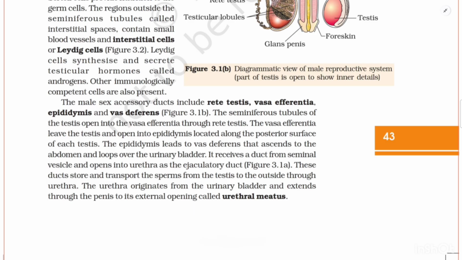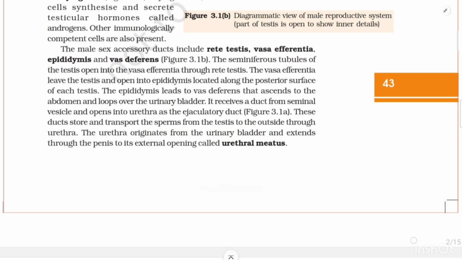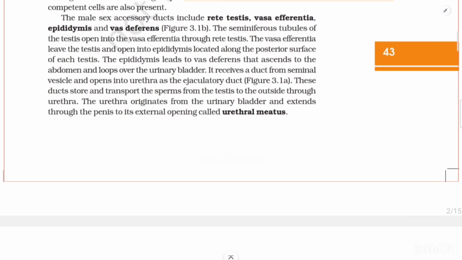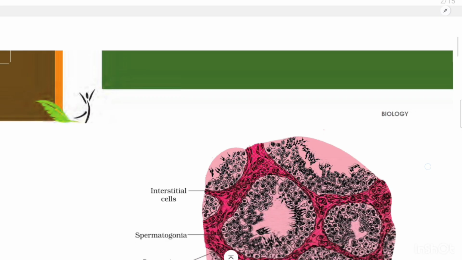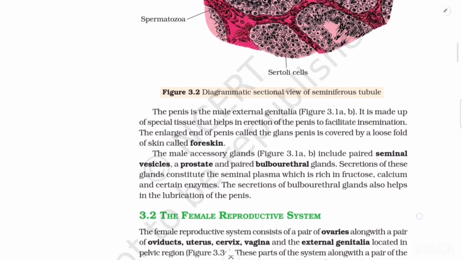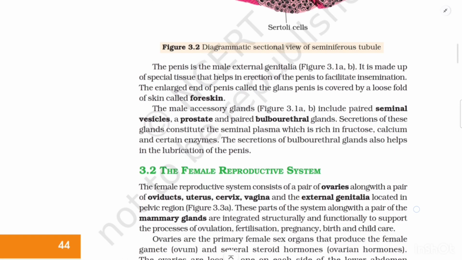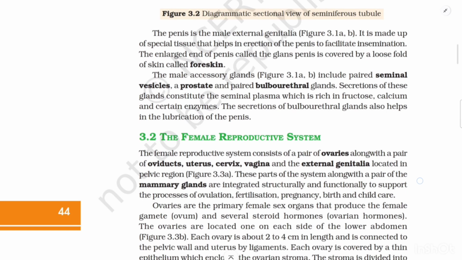The urethra originates from the urinary bladder and extends through the penis to its external opening called urethral meatus. The penis is the male external genitalia. It is made up of a special tissue that helps in erection of the penis to facilitate insemination. The enlarged end of penis, called the glans penis, is covered by a loose fold of skin called foreskin.